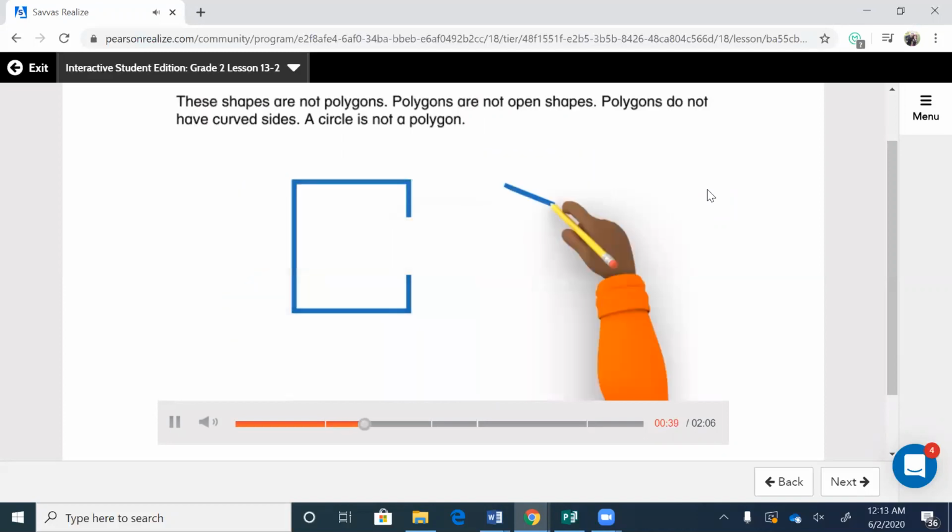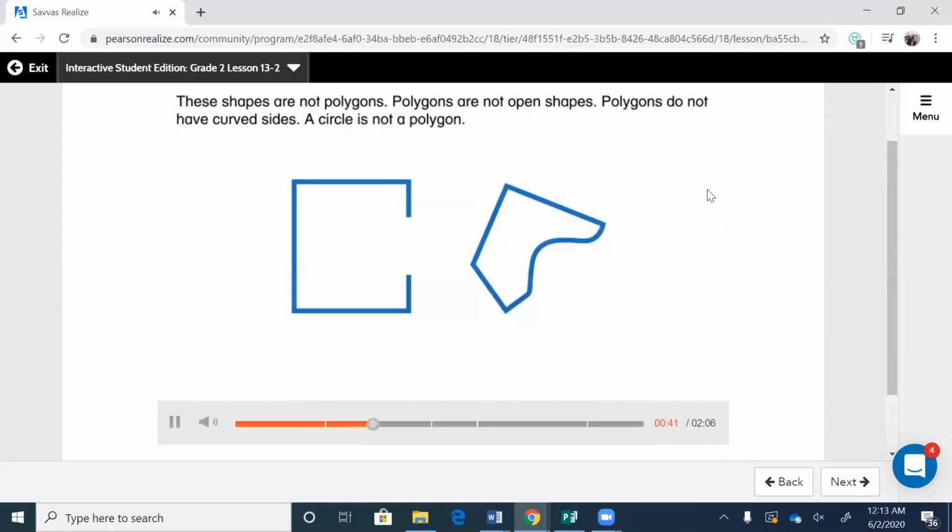These shapes are not polygons. Polygons are not open shapes. Polygons do not have curved sides. A circle is not a polygon. Why is the shape on the left not a polygon? Why is the shape on the right not a polygon? The shape on the left is not a polygon because it is not a closed shape. The shape on the right is not a polygon because one side is curved.